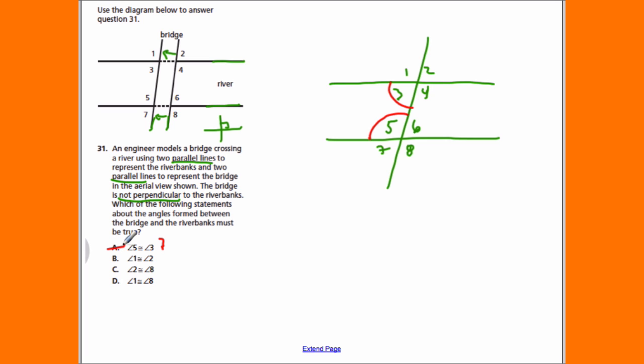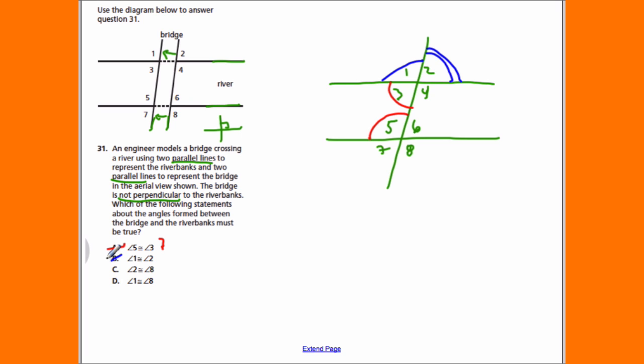How about B? Is angle 1 congruent to angle 2? Angle 1 is here. That's obtuse. Angle 2 is here, and that one is acute. Again, those two are not going to be congruent. One is less than 90, one is greater than 90. So those two are not congruent.